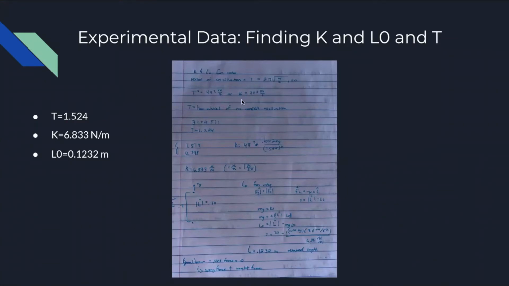We said that K, our stiffness, was equal to 4 pi squared times the mass of our object over T squared, where T stood for our periods of oscillation. We were already given mass, so all we had to do was find T, which we did by looking at tracker, and we got 1.524 seconds for one period of oscillation. Then we plugged that into our equation, and we got 6.833 newtons per meter. And then we also used the equation L naught equals L minus mg over K. We plugged that in and ended up getting 0.1232 meters for our relaxed length.